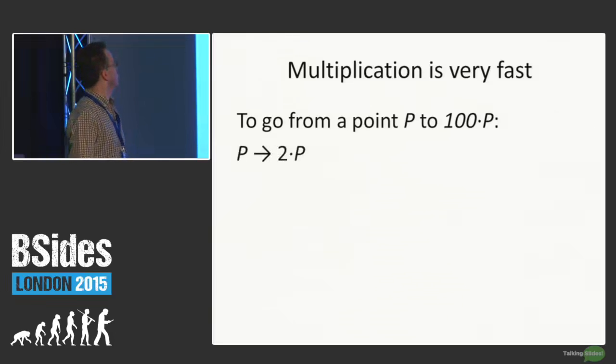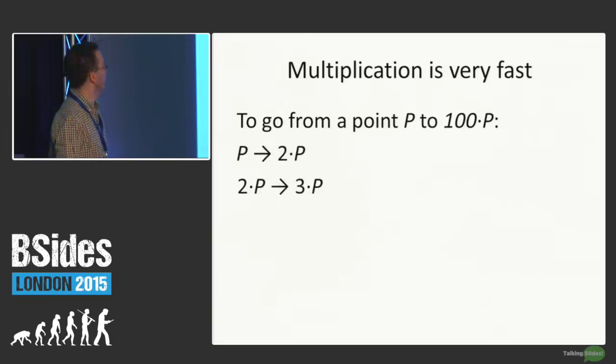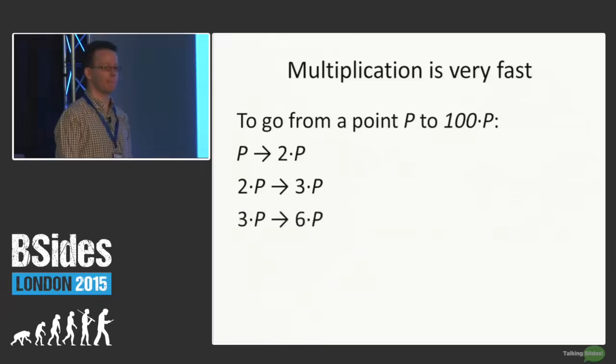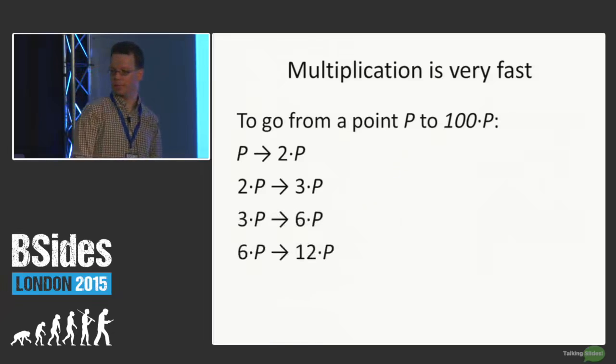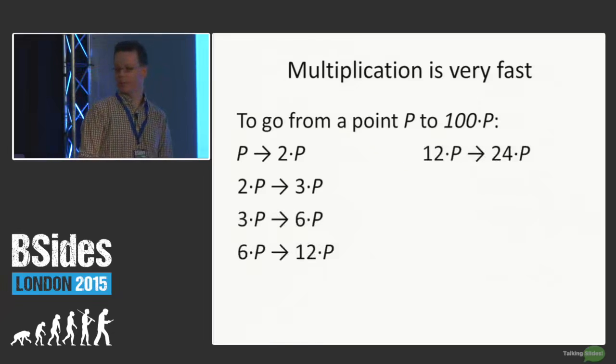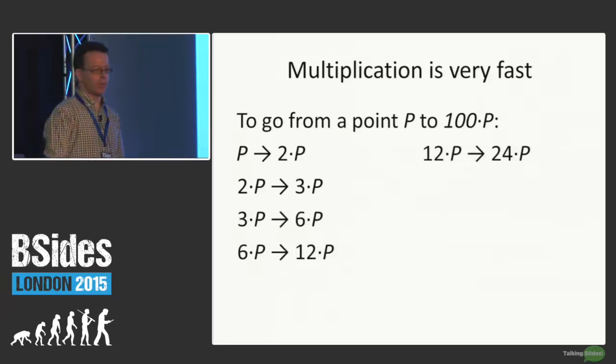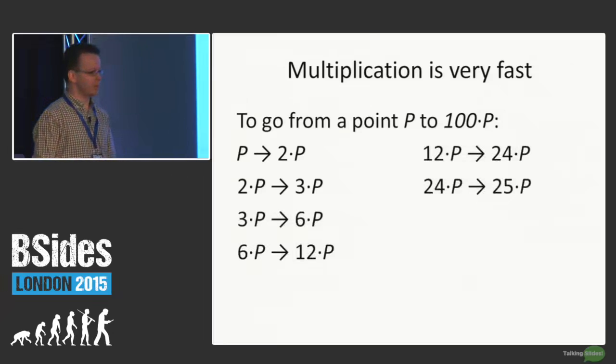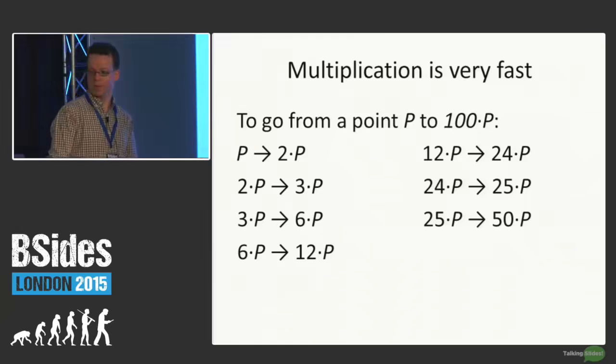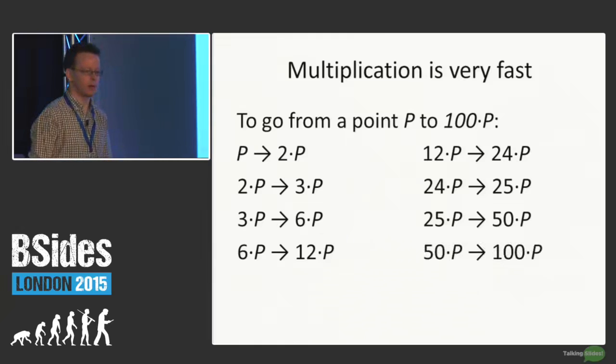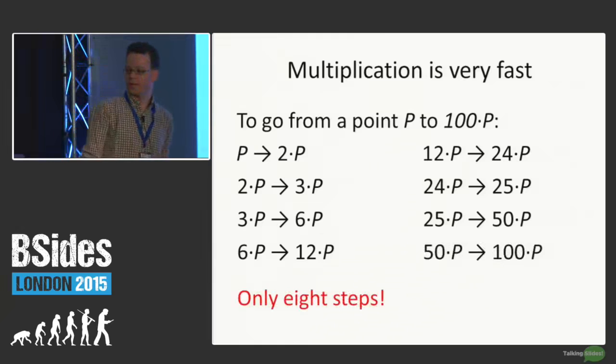And as follows. You take P, you double it, you get 2 times P. Next step is you add P to it, 3 times P. Double it again, 6 times P. Double it again, 12 times P. Double it again, 24 times P. Then you add P to it, you get 25 times P. Then you double it again, 50 times P, and double it again, 100 times P. So these are 8 steps rather than 99.